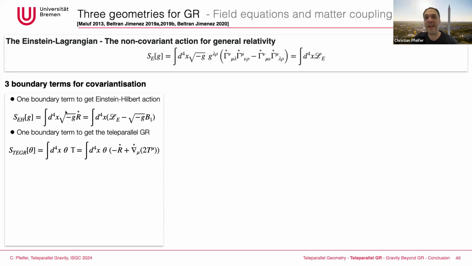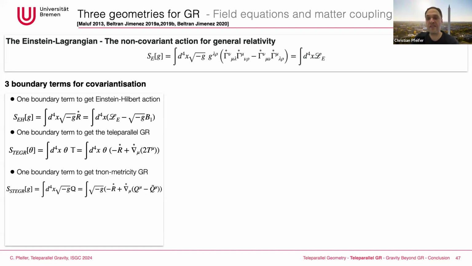In order to formulate this action completely, not in terms of the metric, but in terms of the torsion tensor generated by the tetrad, we are using a geometric identity here. And then you can also immediately, since we know how the Ricci scalar is related to the Einstein Lagrangian, see that this object here is related to the Einstein Lagrangian just by another boundary term.